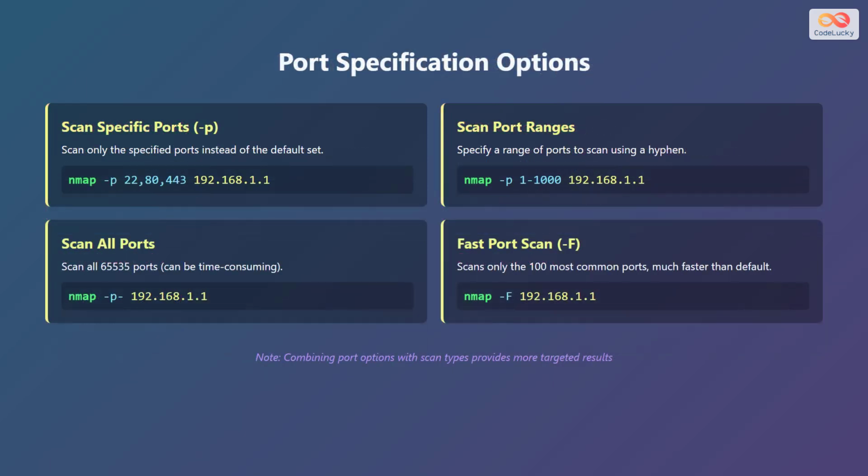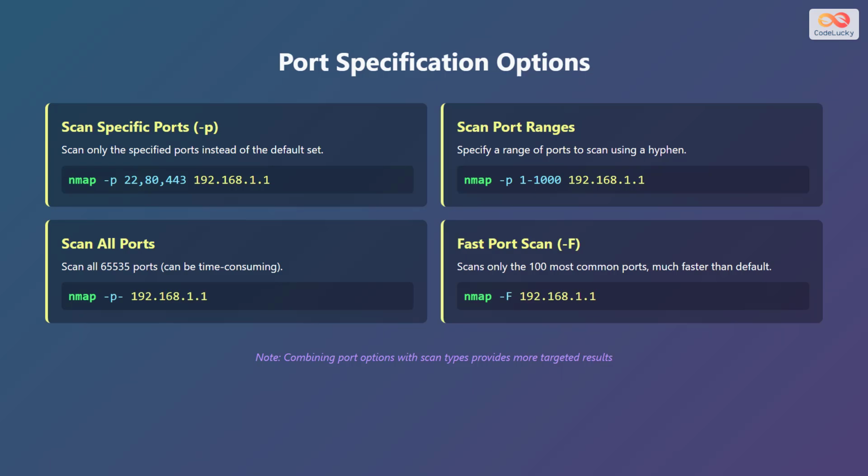Here are some port specification options for Nmap. To scan specific ports, use the -p option followed by the port numbers you wish to scan, such as 22, 80, and 443, along with the target IP address. For example, nmap -p 22,80,443 and the target IP address.